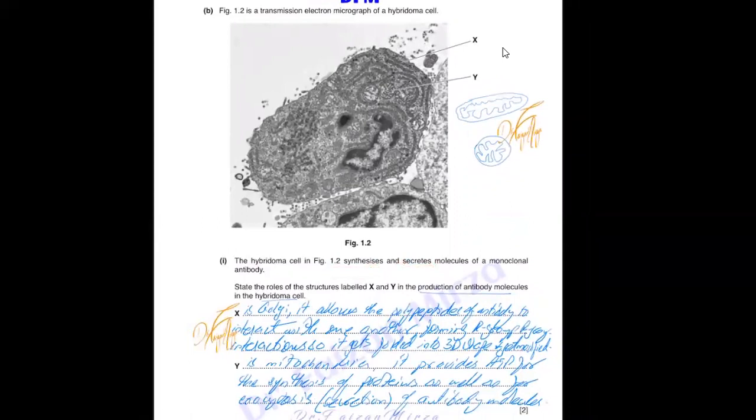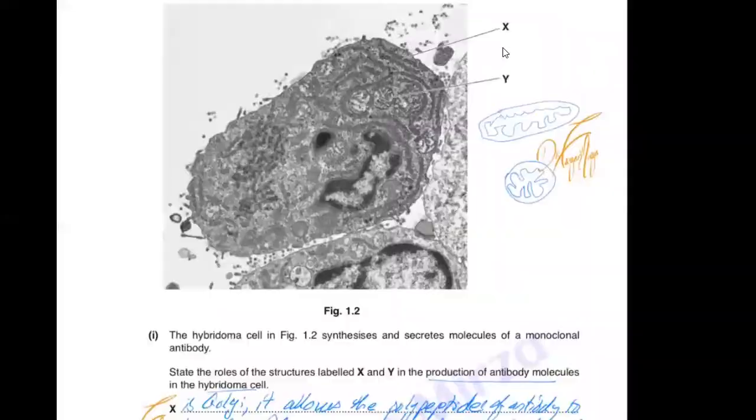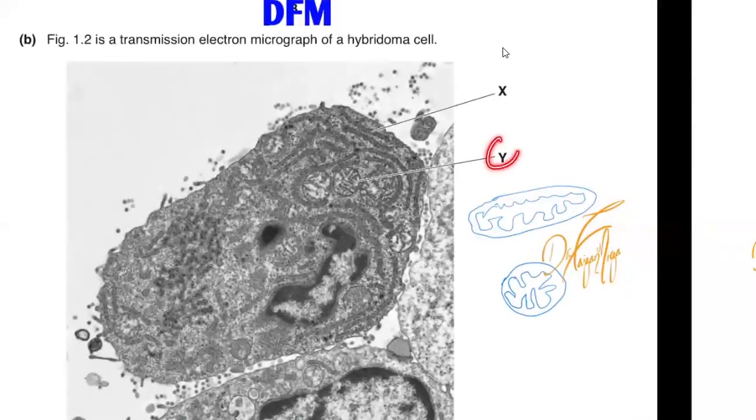State the role of the structures X and Y in production of the antibody molecule in a hybridoma cell. So let's go to the diagram. What is Y? Y is a circular structure, and inside the circular structure you can see finger-like projections pointing inwards into the circle.